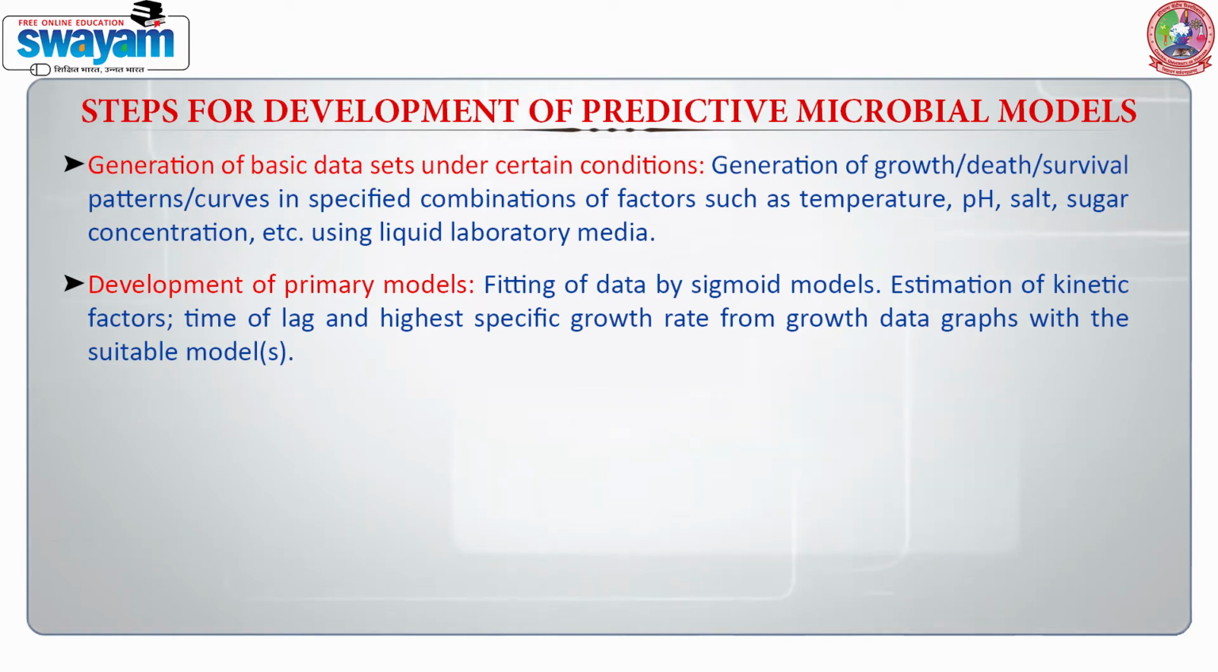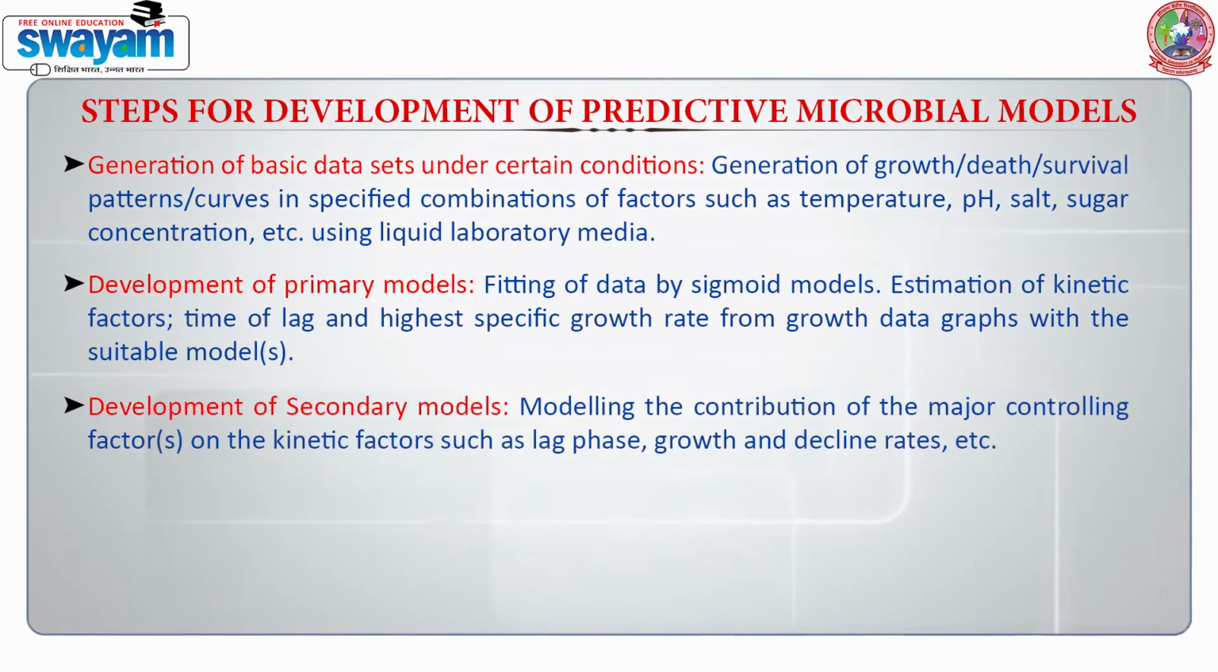In this, we are trying to fit the data by the sigmoid models, and we are trying to estimate the kinetic factors, such as time of lag and higher specific growth rate from the growth data graphs. We are also using suitable models which fit into this scheme. After this, we are moving on to the next stage, the development of secondary models. These models help us in understanding the contribution of the control of the major factors on the kinetic factors such as the lag phase, the growth, the decline rate.